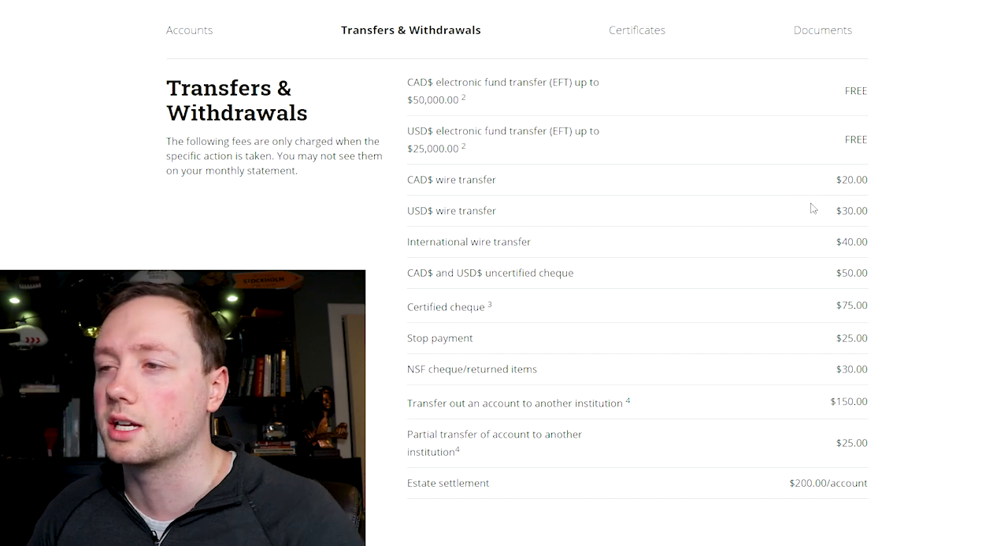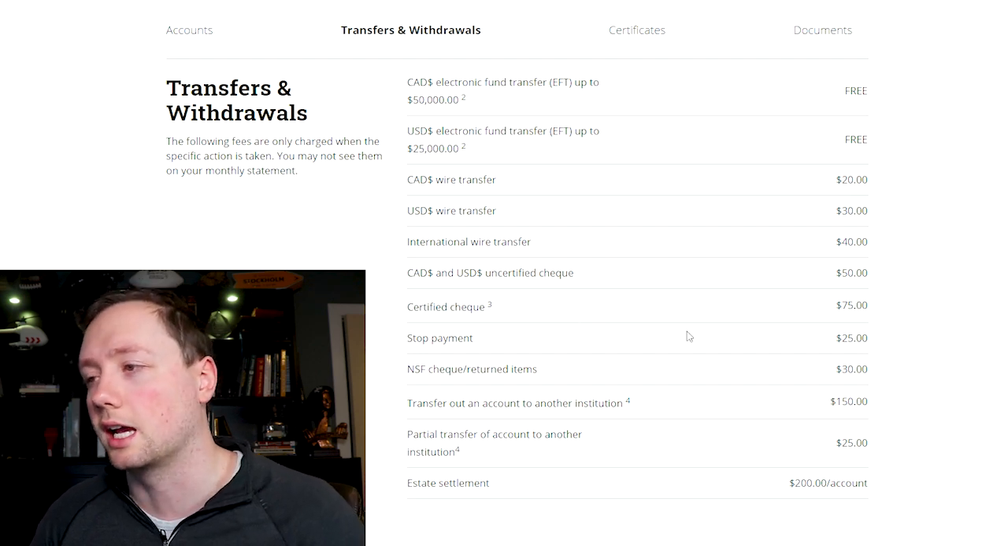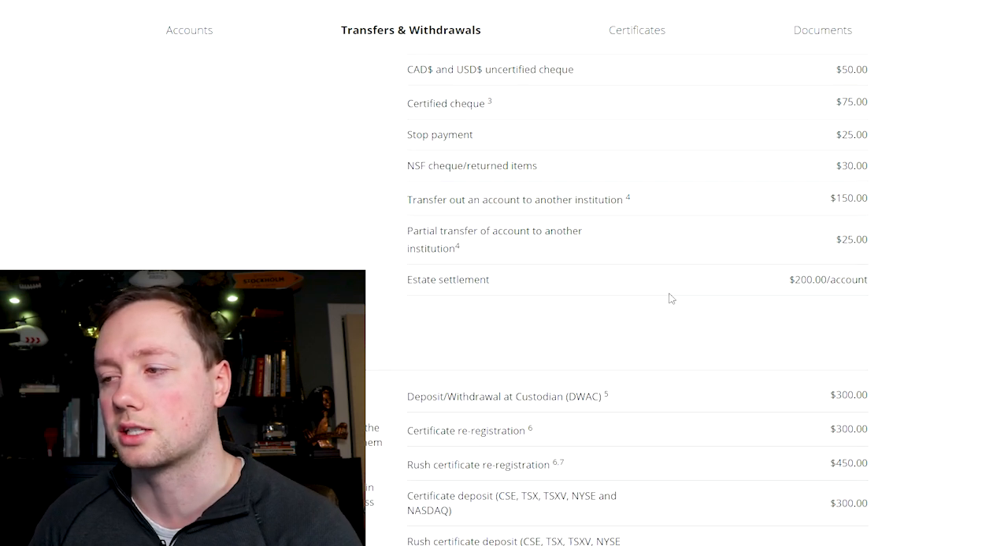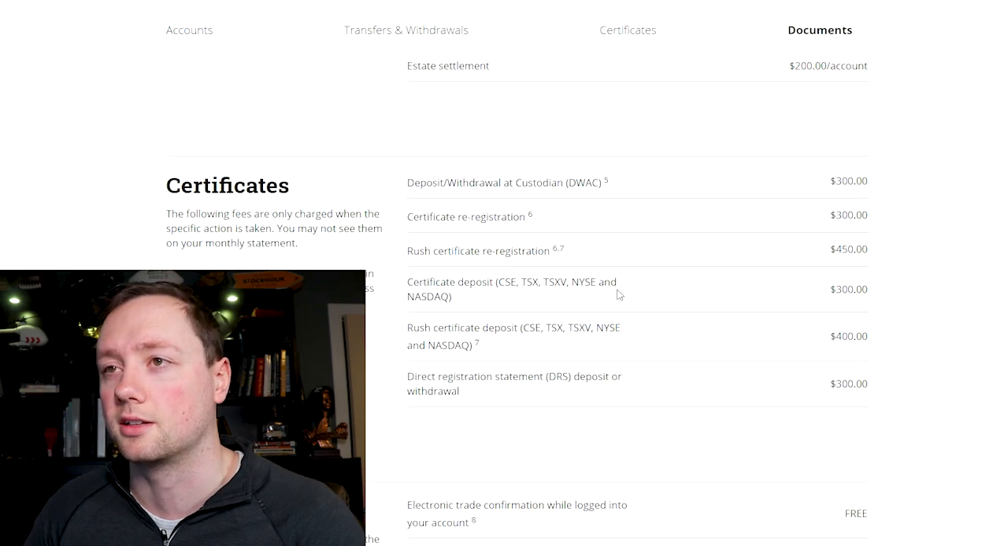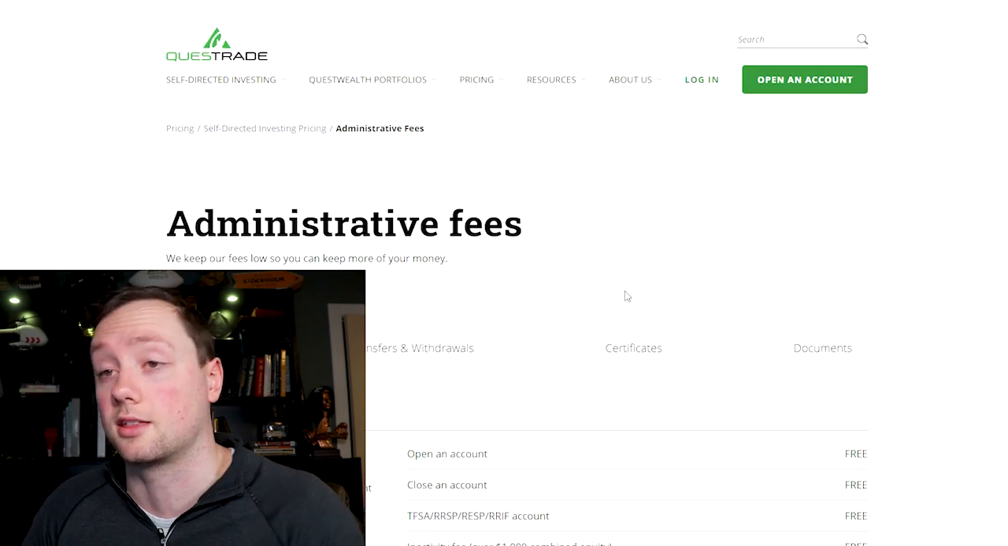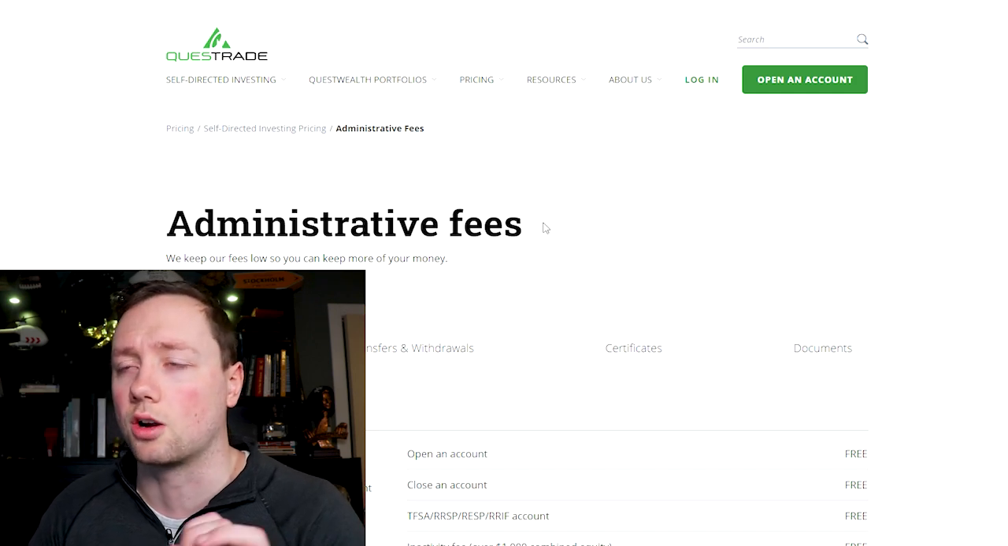Anything over that, there is a wire transfer fee, but really it's not too much. None of it is big. If you want to get it in a check, it's going to cost you 75 bucks, but really it's not too big. The certificates and the documents, I don't think I've ever paid any of these fees, and honestly I think the fees on Questrade are really, really good.